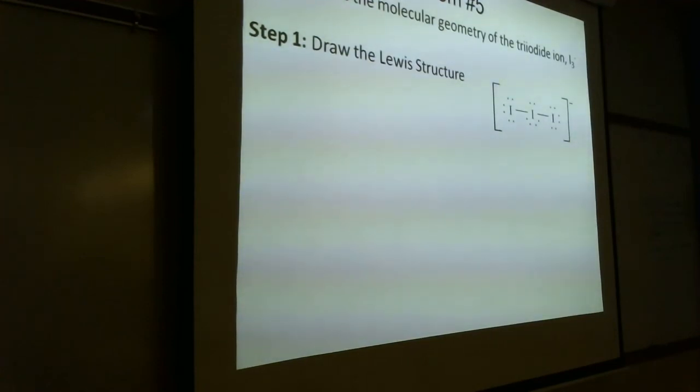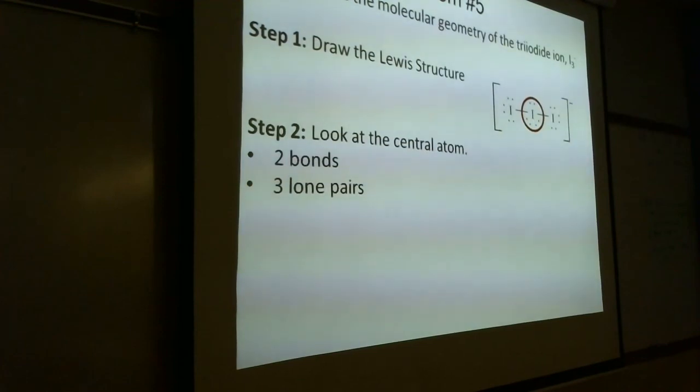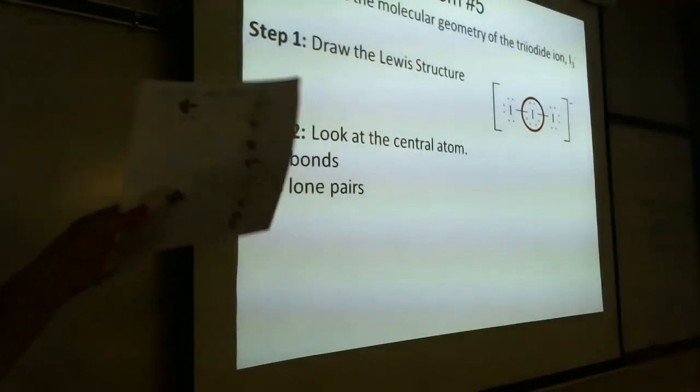3 times 7 is 21, plus 1 is 22. So all those extra lone pairs go on the central atom. Central atom's got 2 bonds and 3 lone pairs. Do we agree? So based on that, 5 domains leads us to which parent shape?